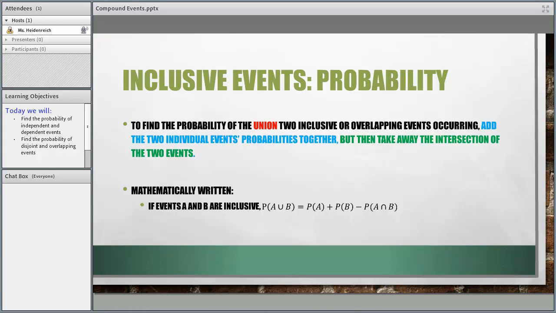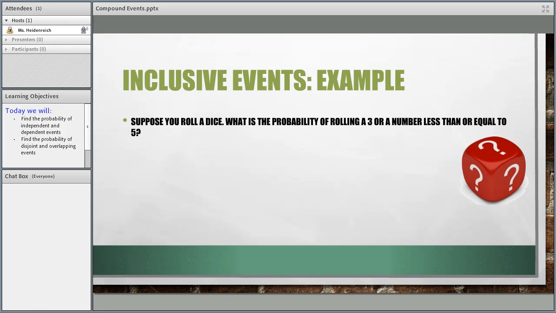So to find the probability of the union of those two inclusive or overlapping events, we would still add the two individual events' probabilities together, but then we're going to have to account for the overlap or take away the intersection of the two events. Okay, so we've still got a union of the two events happening, and we're still talking about either one, A or B, happening, but we're going to have to take away the intersection or the overlap.